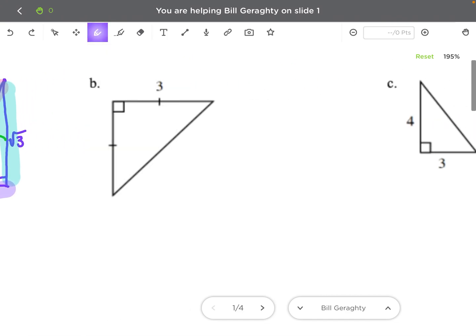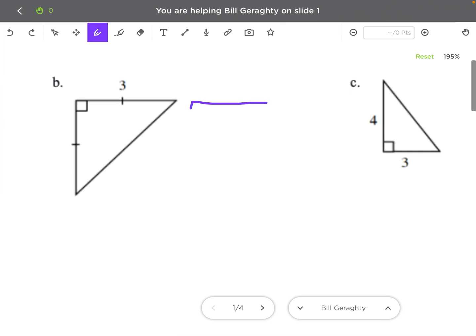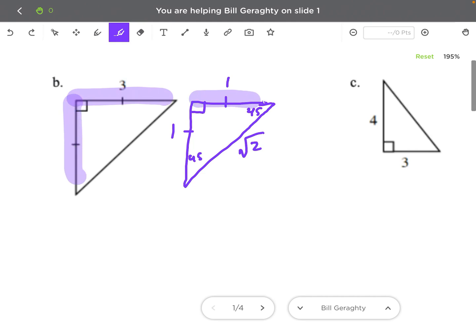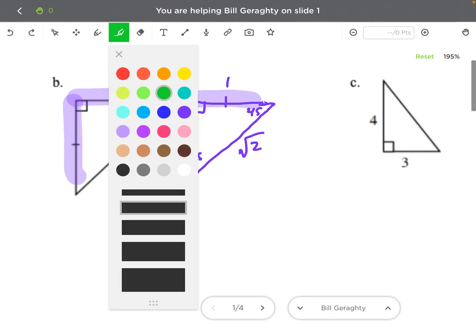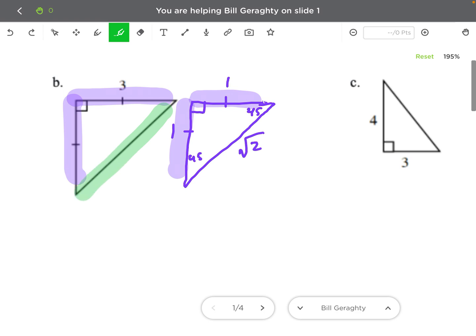With B, we're going to be working with a 45, 45, 90 triangle. This is an isosceles right triangle. So as soon as I see an isosceles right triangle, I know that it's 45, 45, 90. And it is 1, 1, and root 2. And so the legs are actually the same here, and the hypotenuse is a little different. So right away we know the legs are the same. So because this leg right here is 3, I know that this leg has to be 3. That's what those tick marks denote, that those are congruent to each other.